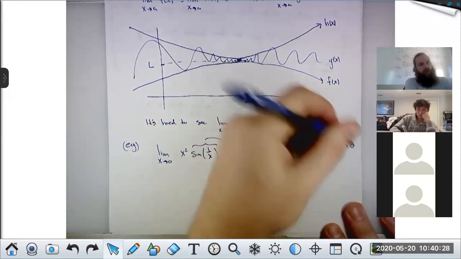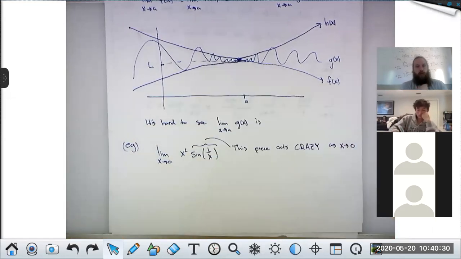As x goes to 0. Because as x goes to 0, 1 over x is going to infinity, and so the sine of 1 over x is going to start wobbling back and forth faster and faster and faster. But I can evaluate this limit using the squeeze theorem.